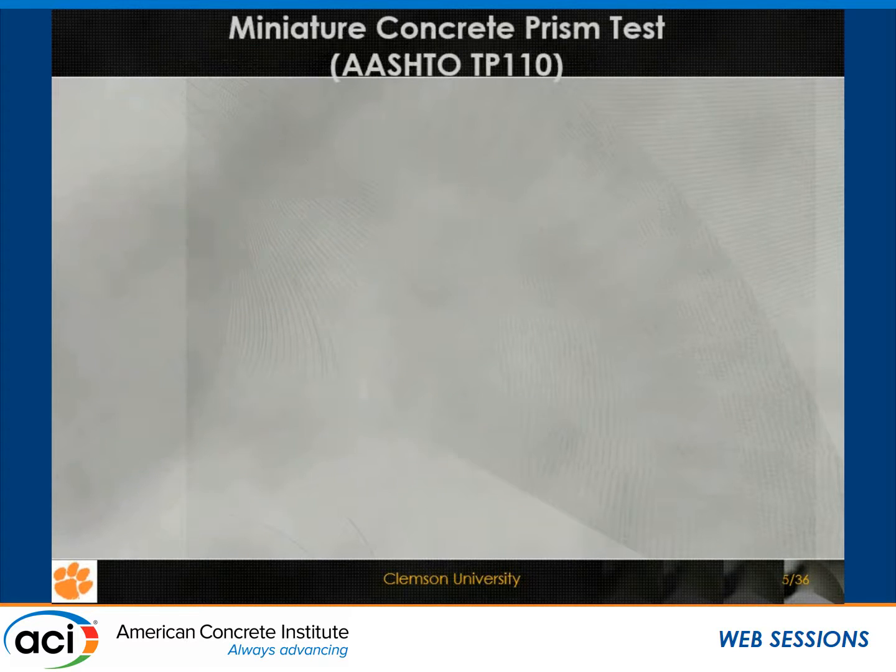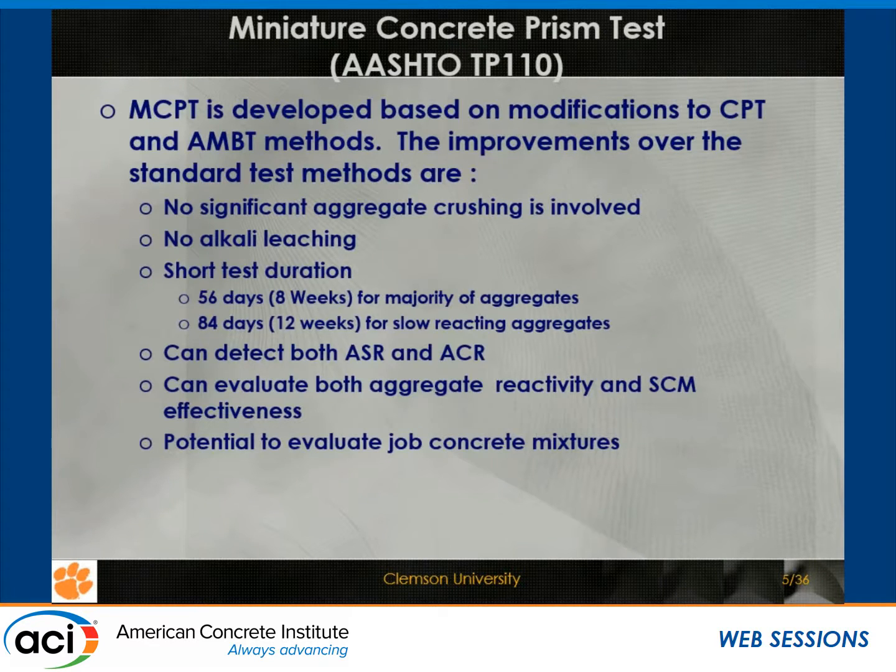So the miniature concrete prism test, which is now an AASHTO provisional standard, was embarked upon to address some of these challenges that we have with the existing test methods. These are some highlights of this method. Basically, this is a concrete prism test, so there is no significant aggregate crushing involved as far as coarse aggregates, although the maximum size of aggregate that's used in these tests is only about a half inch maximum.